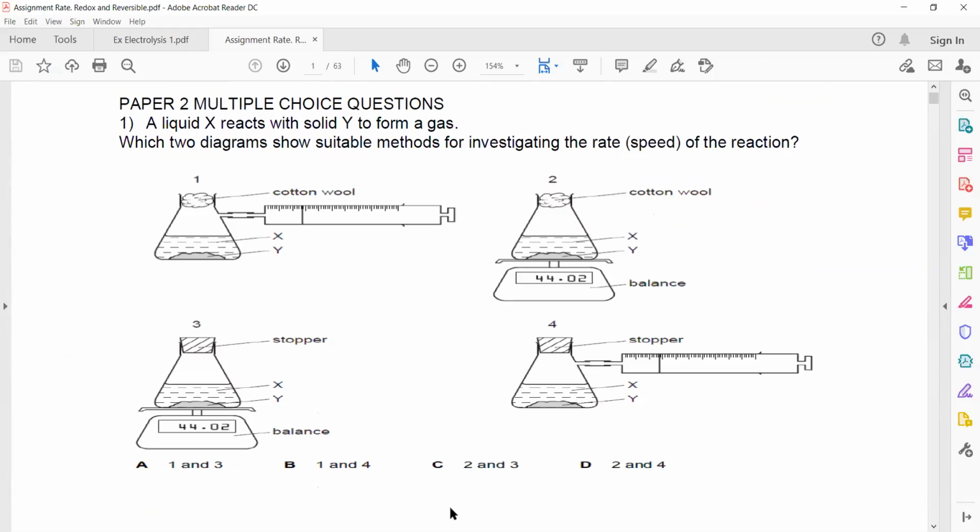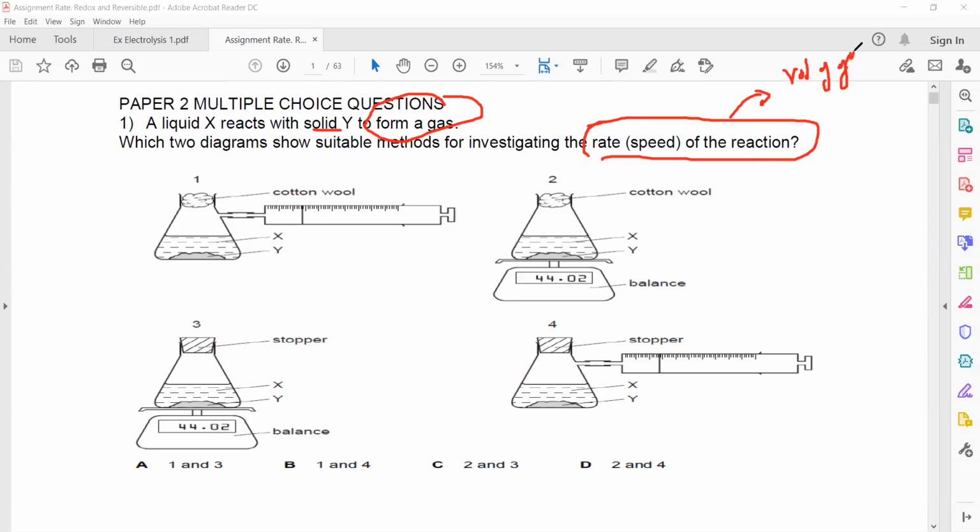A liquid X reacts with solid Y to form a gas. So a gas is given off, or gas is a product. Which two diagrams show a suitable method to investigate the rate or the speed of a reaction? How can we measure rate or speed of reaction? Either we can measure the volume of product or volume of a gas, or we can measure the change in the mass of the flask. Which method will work? So options are 1, 3, 1, 4, 2, 3 or 2, 4.